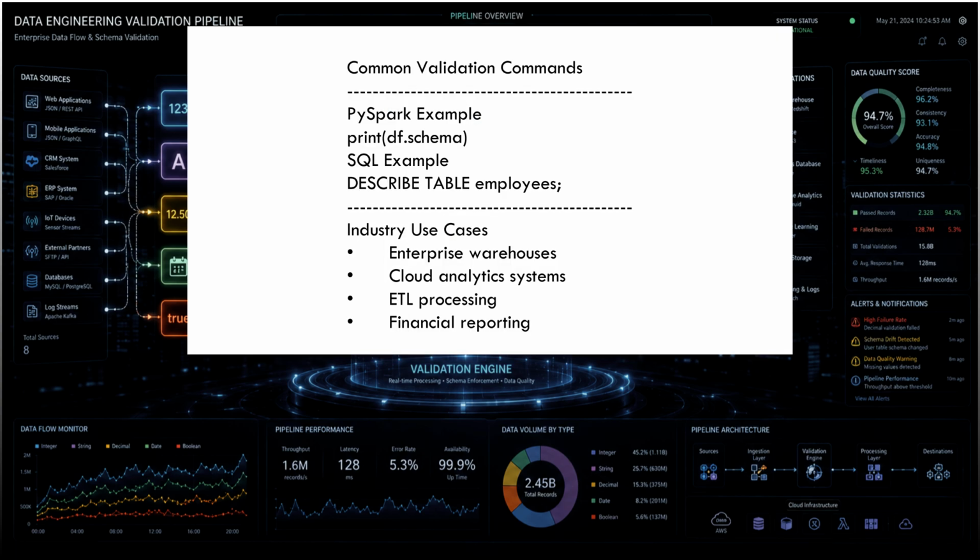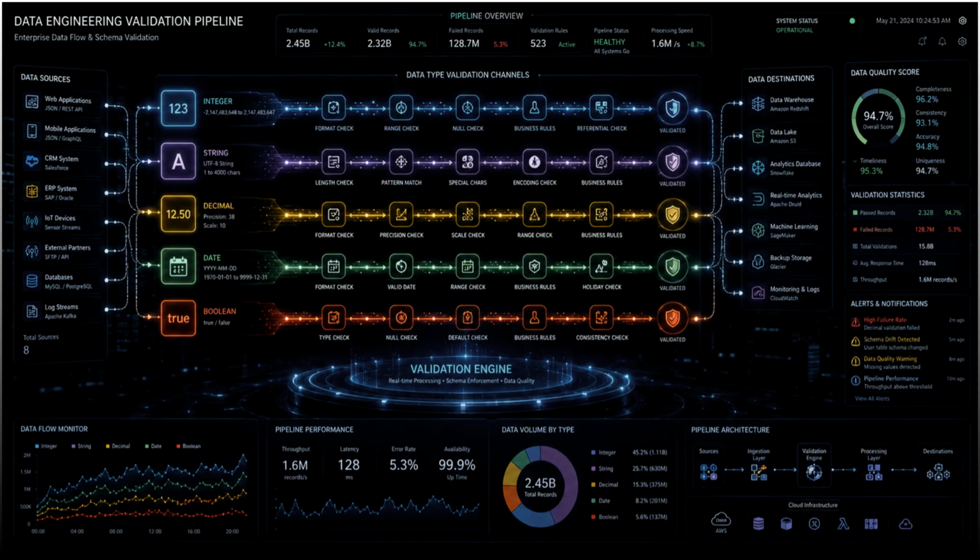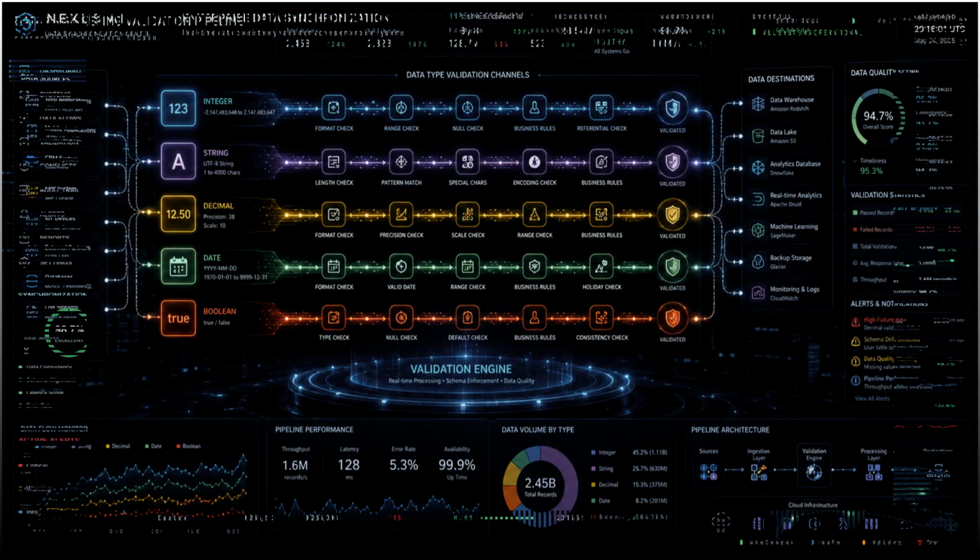So data type validation ensures that every field contains values in the expected format and data types. Without proper data type validation, calculations, aggregations, and analytics can fail silently. Strong type validation improves pipeline stability and downstream reliability.